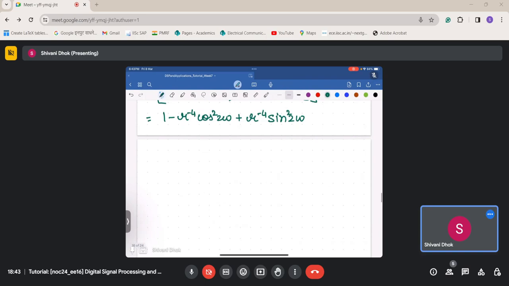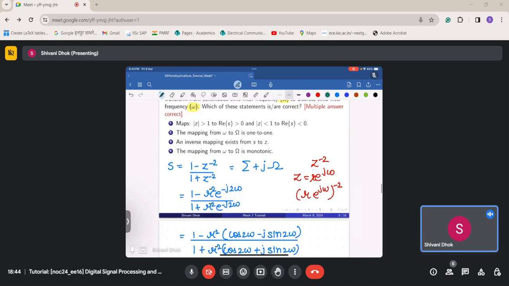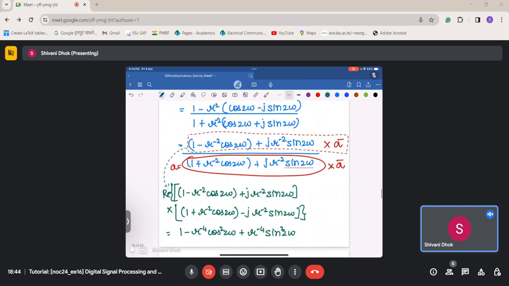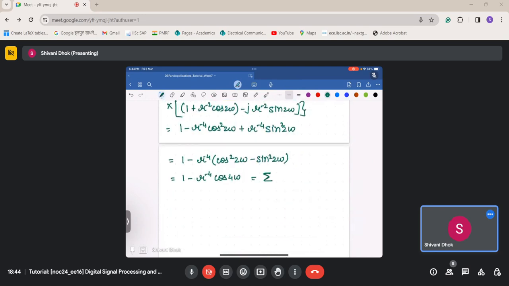So what I have is this as equal to 1 minus r to the power minus 4 times cos square 2 omega minus sine square 2 omega. This is cos square a minus sine square a, so this is basically cos 4 omega. Okay, and what we were looking at, what is this quantity? This quantity is S. This quantity is basically the real part of this quantity, which means that this thing here is my sigma. Okay, I think I'm making some mistake.